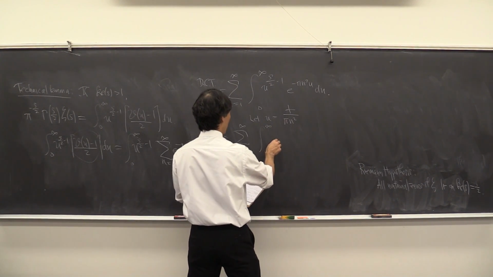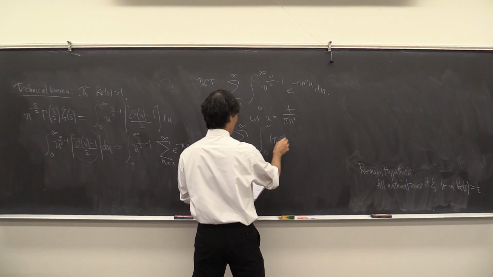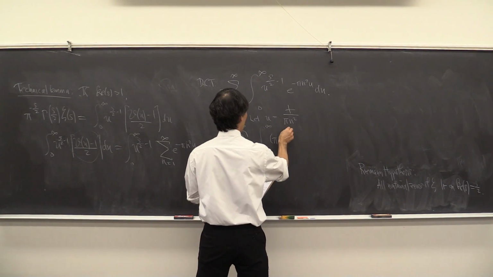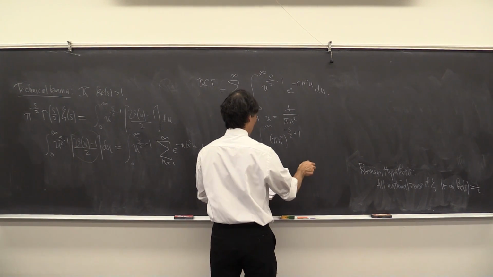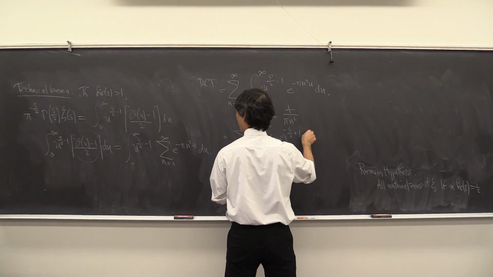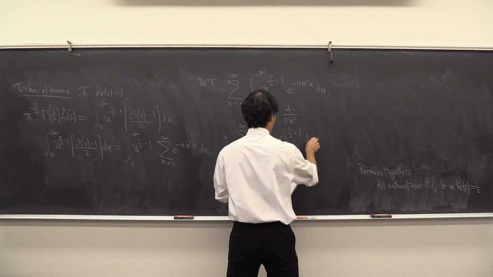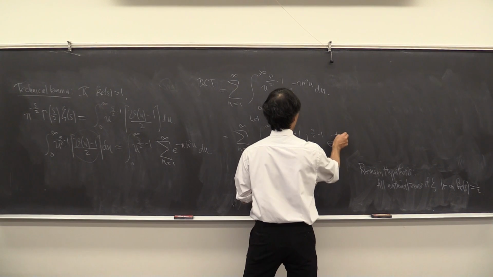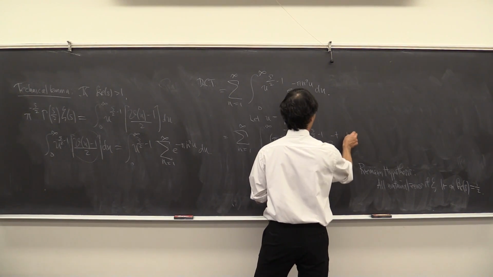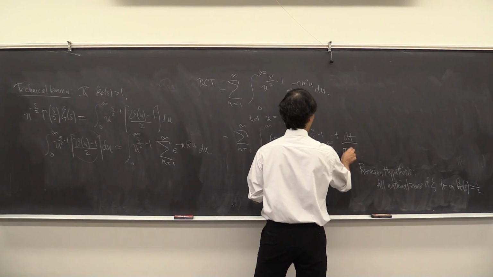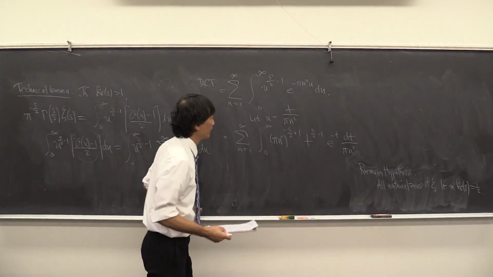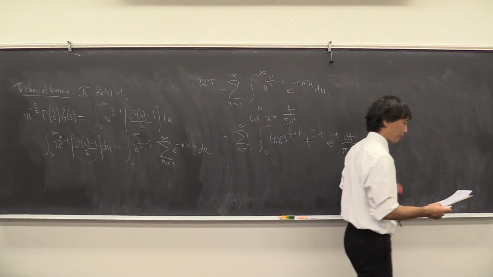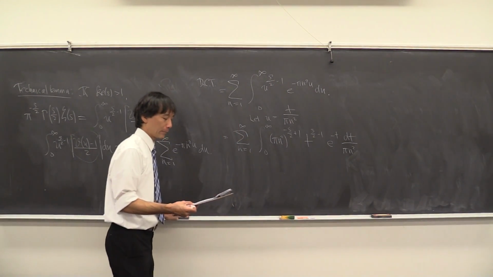We get πn² to the negative (s/2) plus 1, we get t to the (s/2) minus 1, right? And we get e to the negative t, and we get dt over πn². So just changing variables.